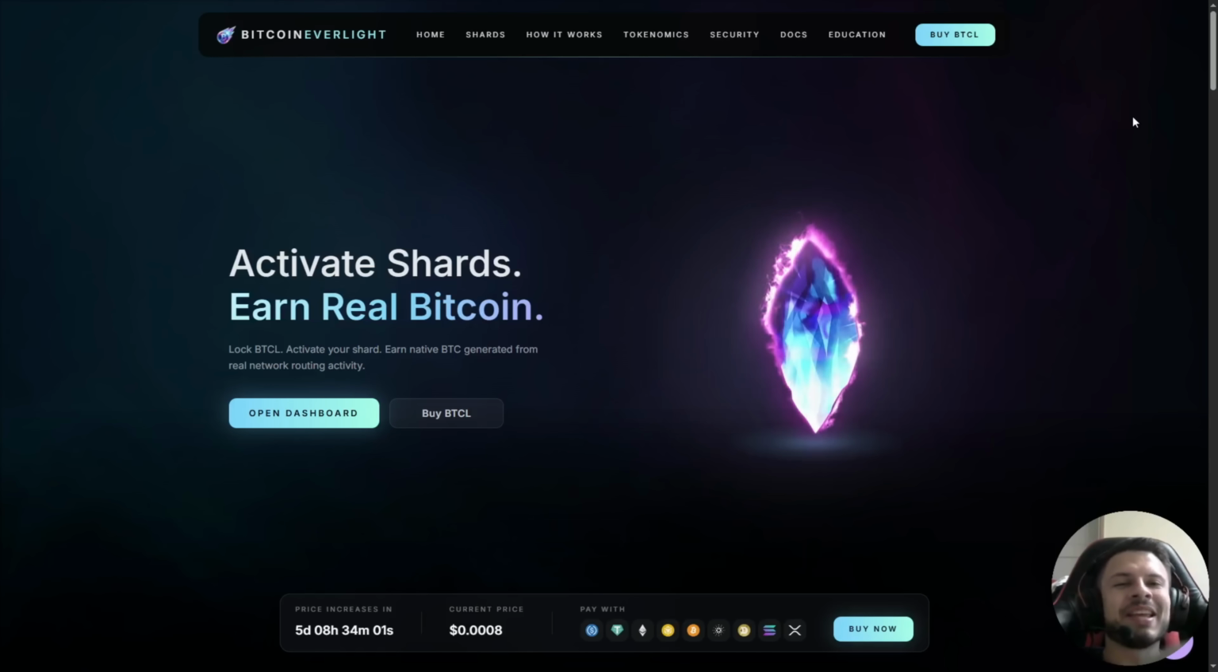What if participating in a blockchain network didn't require expensive hardware, complicated node setups, or deep technical knowledge? What if you could simply activate your position and let the network work for you? Today we're diving into a project called Bitcoin Everlight, and something important is happening right now.